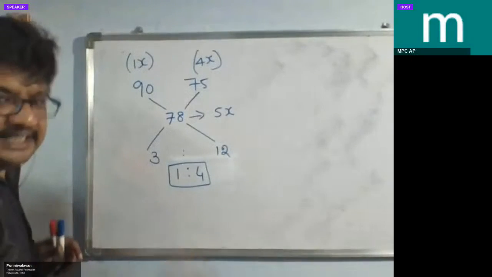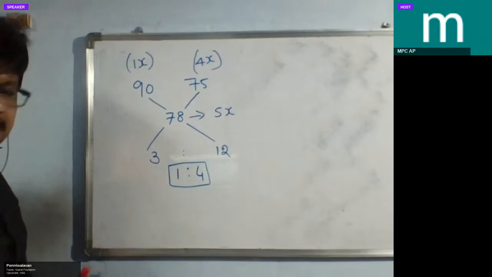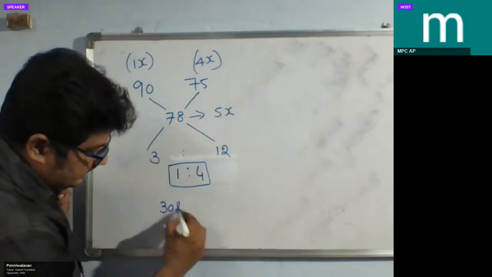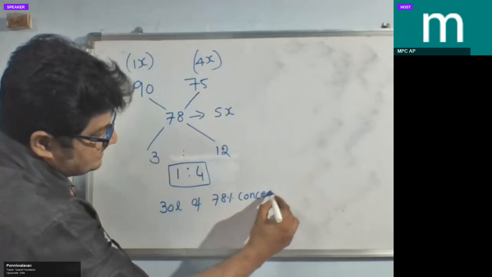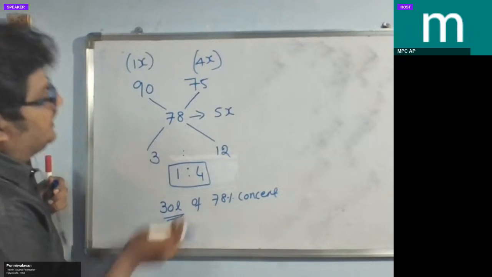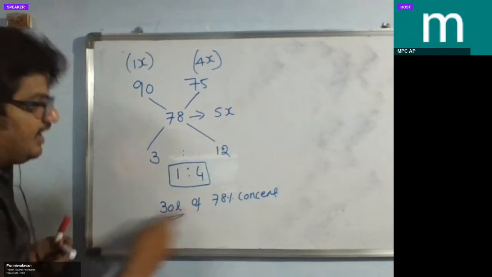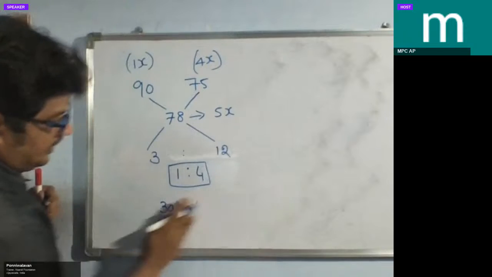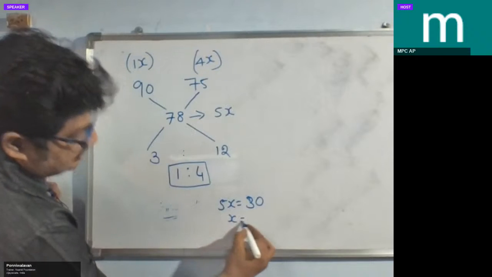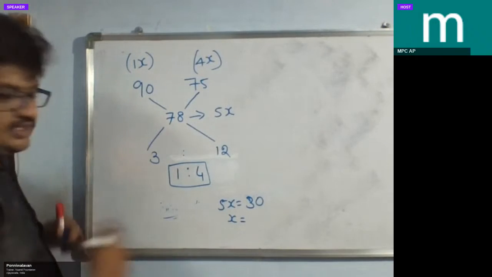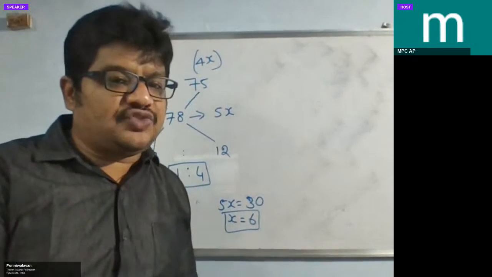Okay, 30 liters represents 1x or 4x or 5x? Tell me clearly. 30 liters of 78% concentrated acid. That means 30 liters is 1x or 4x or 5x? 5x. Very good, Ram. Then 5x equals 30. What is the x value? 6.